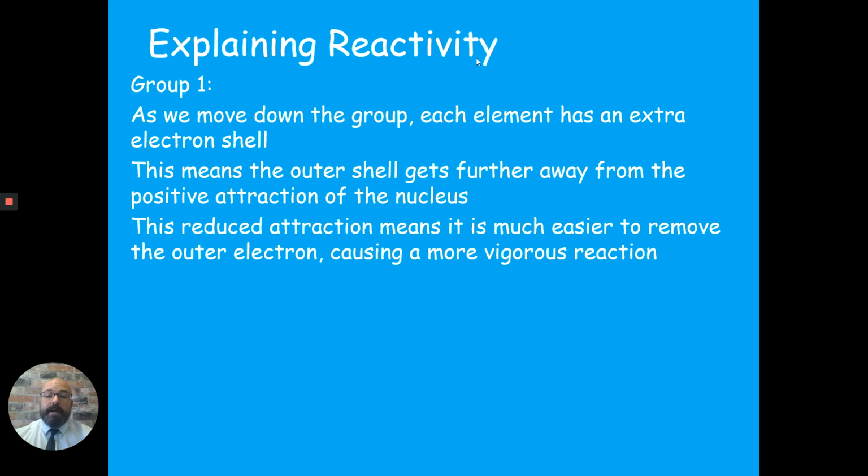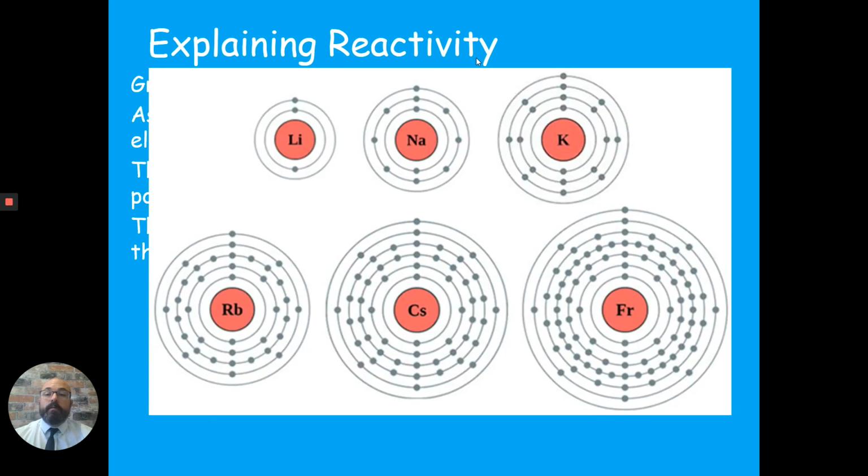And the outer electron is being held there by the positive nucleus. As you get further down the group, it moves further away, or it exists further away from the nucleus. The attraction is weaker, so it becomes easier to remove that electron. So the reaction is more vigorous. So if we look at lithium here, the positive nucleus and the outer electron are quite a small distance. So the attraction is quite strong.